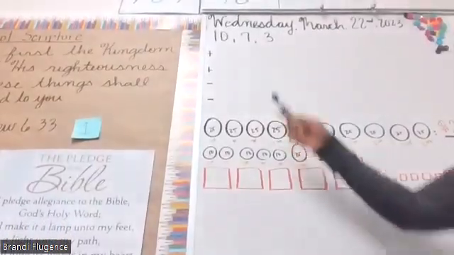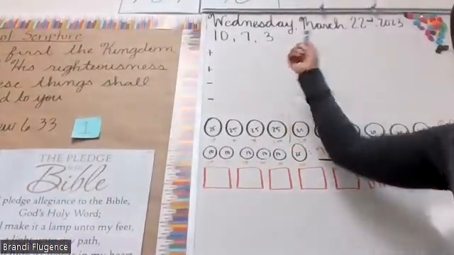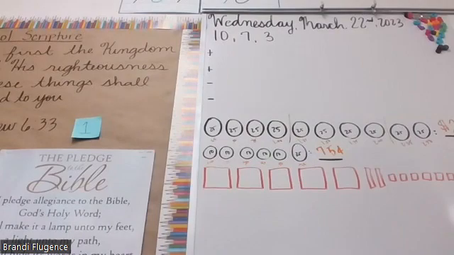All right, these are my numbers 10, 7, and 3. Put those numbers 10, 7, and 3.